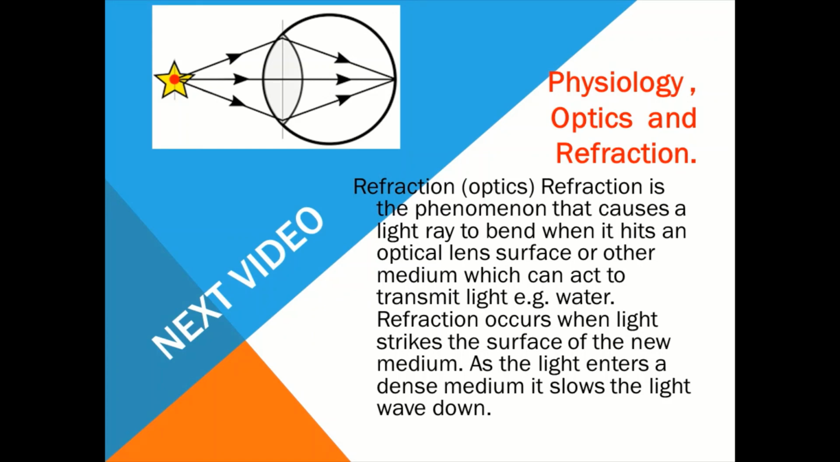In the next video, we will look at the topic physiology of optics and refraction. Refraction is the phenomenon that causes a light ray to bend when it hits an optical lens surface or any other medium which can transmit light, for example water. Refraction occurs when light strikes the surface of a new medium. As light enters a dense medium, it slows the light wave down.